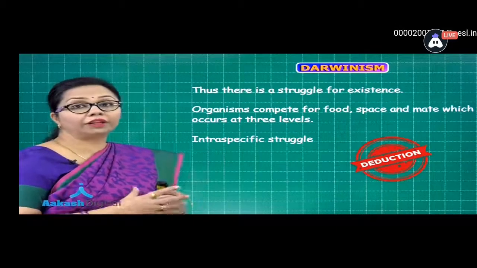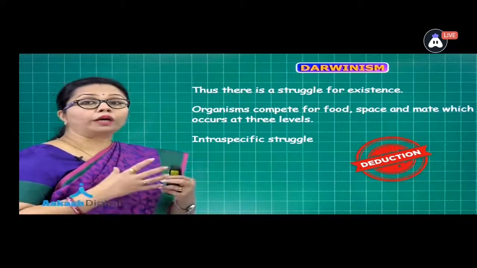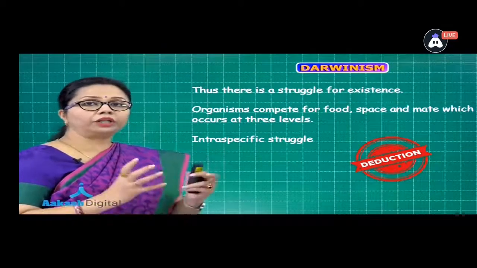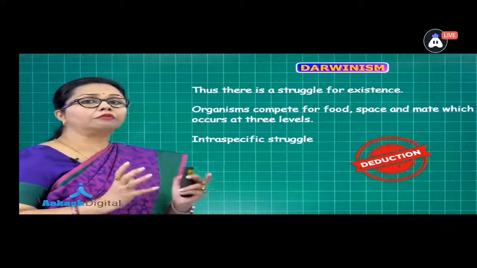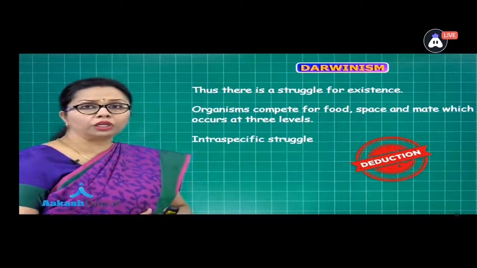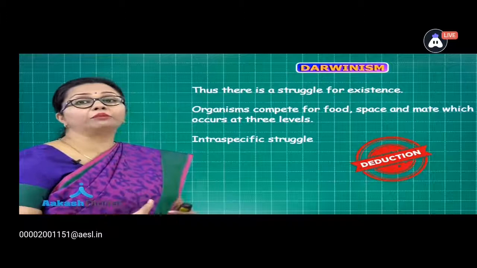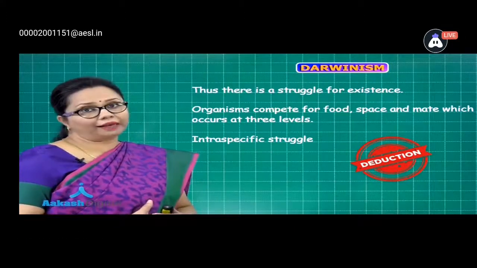And here Darwin has given the example of prawns. Now, in aquaculture, these prawns are bred in ponds. And what happens is that when the water in the pond becomes too overcrowded by these prawns, they start eating each other. That means they turn cannibals. Although in nature, prawns are not cannibals.